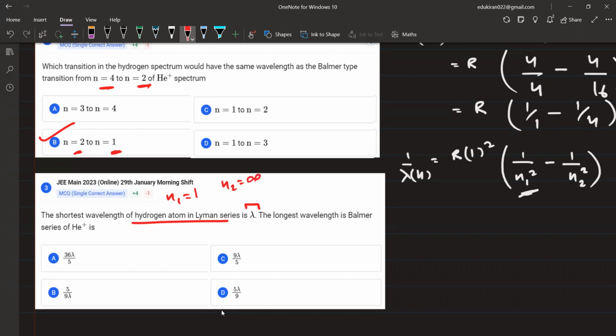ठीक है, the longest wavelength in Balmer series of He plus will be equal to how much?